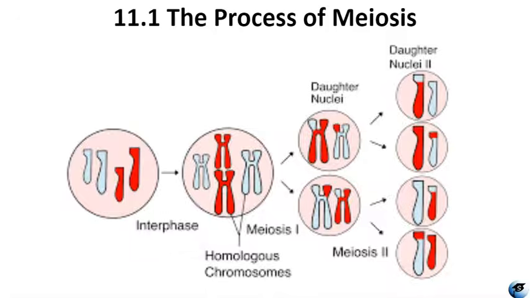So that's what it looks like overall. The starting nucleus is diploid. It goes through 1 round of chromosome replication followed by 2 rounds of nuclear division. And that's how the haploid daughter cell nuclei are produced. Before I break down each individual step in more detail, let's have a look at this video that will help illustrate the overall process.